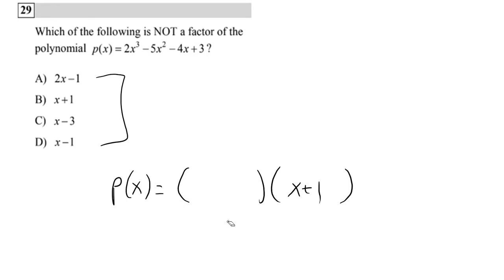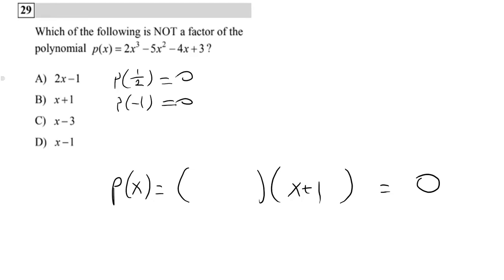If you understand this super duper simple concept, we can easily use our graphing calculator to quickly get the answer to this question. Because if something is a factor, let's use the zero product property. For choice A, if it were a factor, then P of half would be 0. If choice B were a factor, then P of negative 1 would be 0. If choice C is a factor, P of 3 would be 0. If choice D is a factor, P of 1 would be 0.